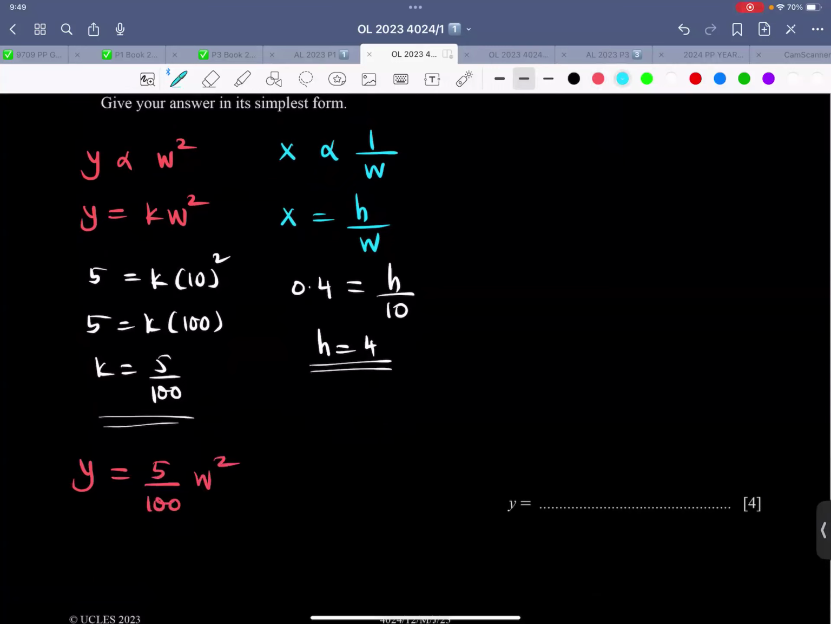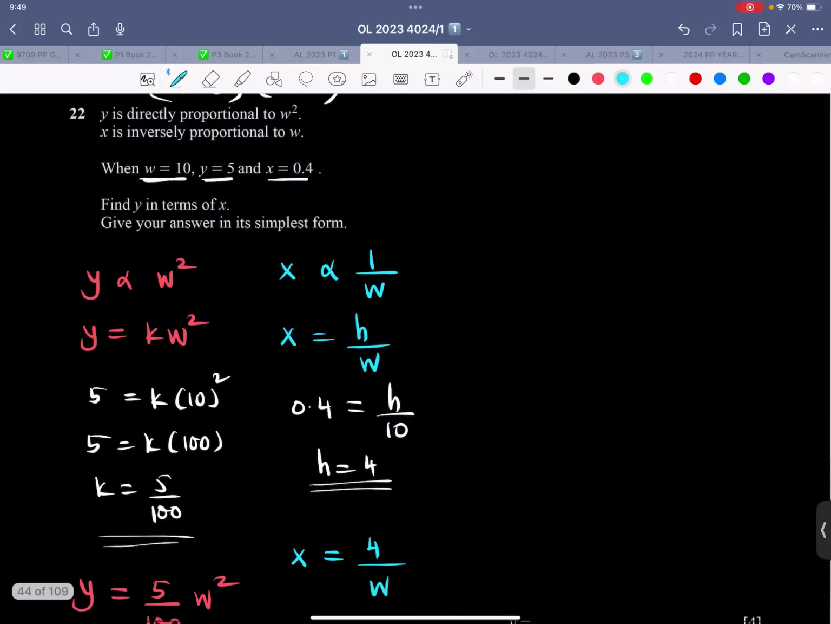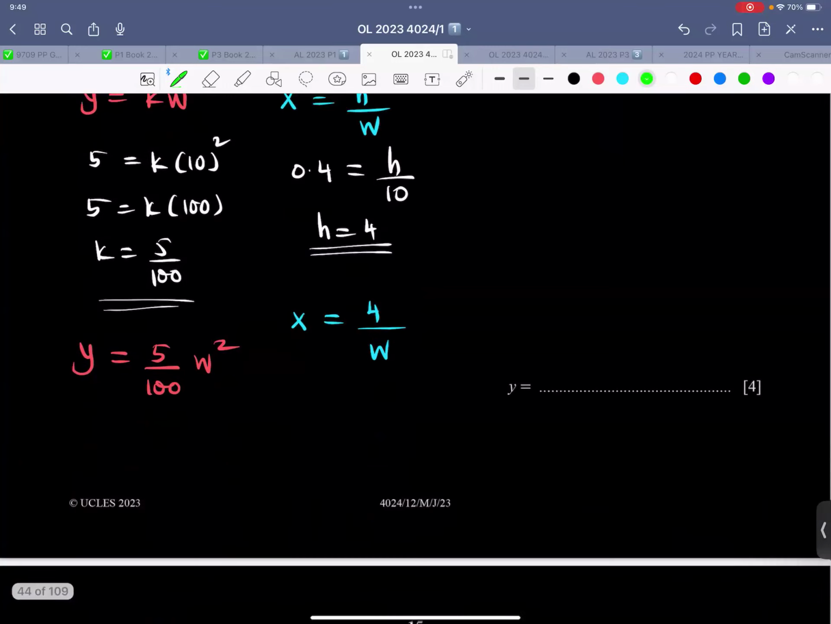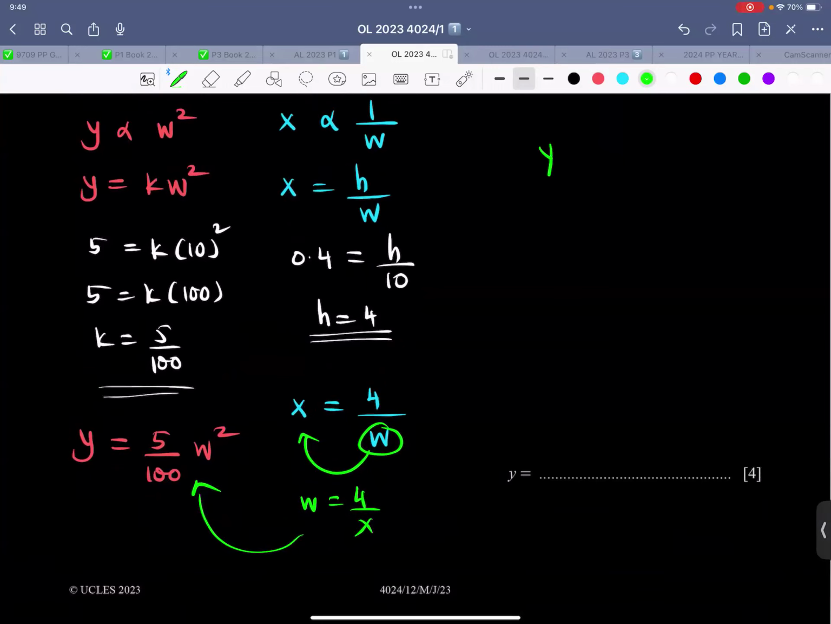The equation over here is x equals 4 over w. These are two separate equations, but we want to join them, y in terms of x. So if I make w the subject, what do I get? w is 4 over x, and then plug it in over here. So therefore, y equals 5 over 100 into w squared, which is 4 over x, whole squared.